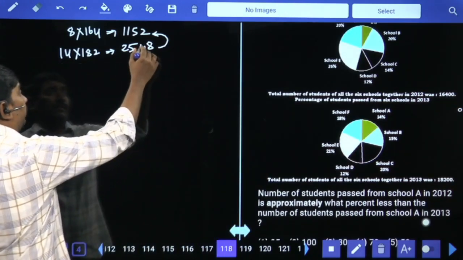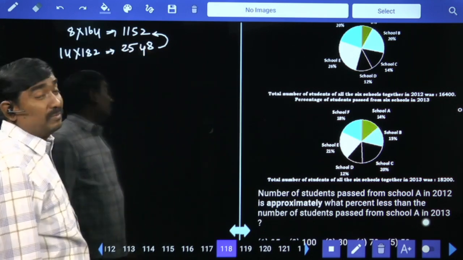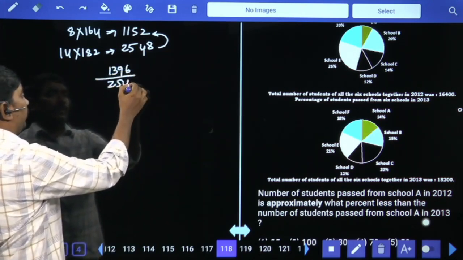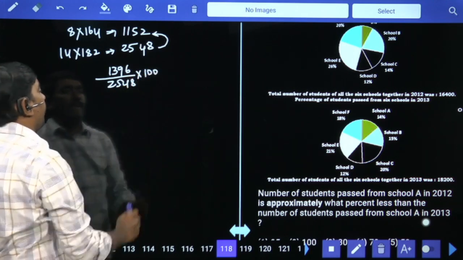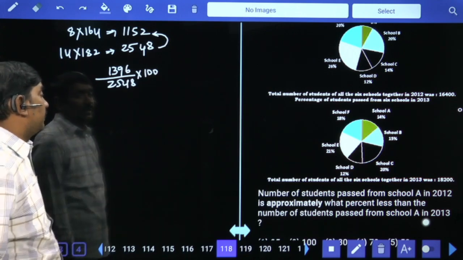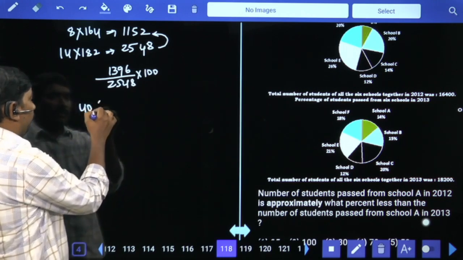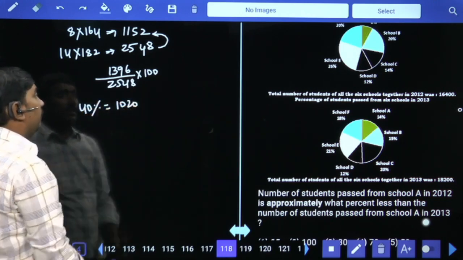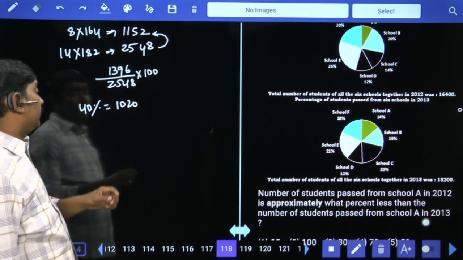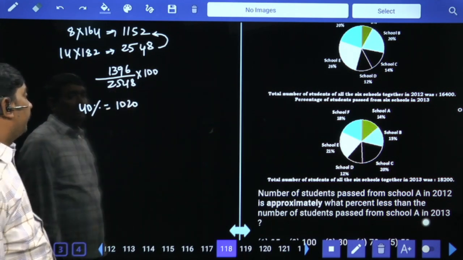So 25 minus 11, 1400. 48 minus 52 means minus 4, 1396, by more value 2548 into 100. 10% is 254, 4 times, 40% is 1016, around 1020. 40% value is 1020 approximately. Still 396, means still we require 370 extra. 1% is 25 point something, so 10% is 350.